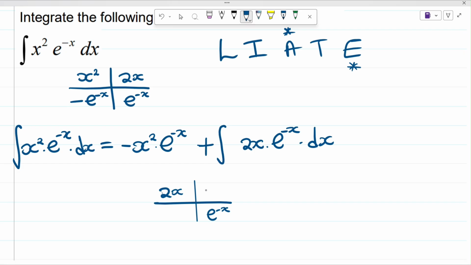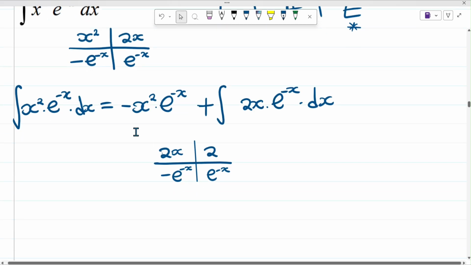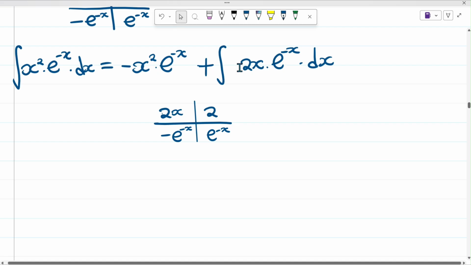So now let's start. We differentiate 2x. How much is it going to be? It's just going to be a 2. We integrate e to the power x. It becomes negative e to the power negative x, and then tada, we have this. Now we just need to continue with our solution.